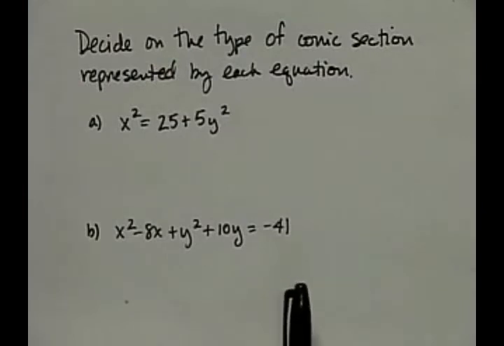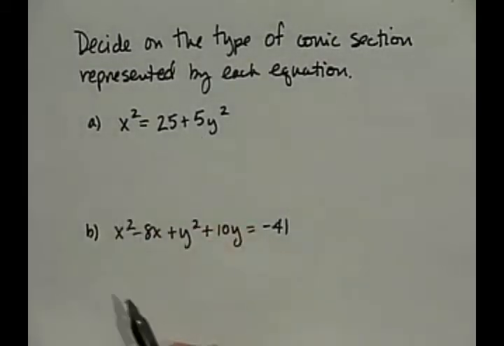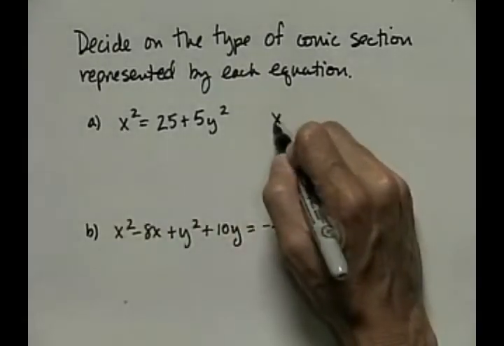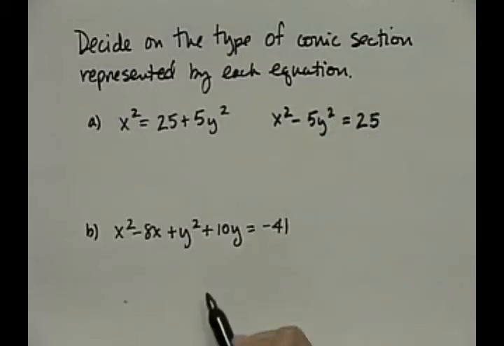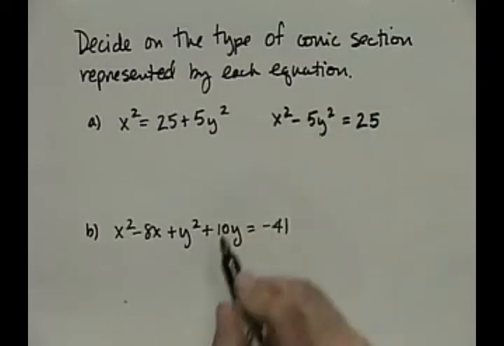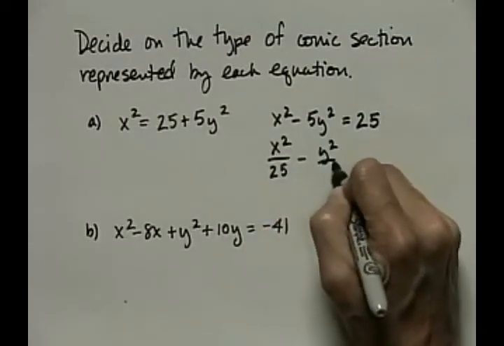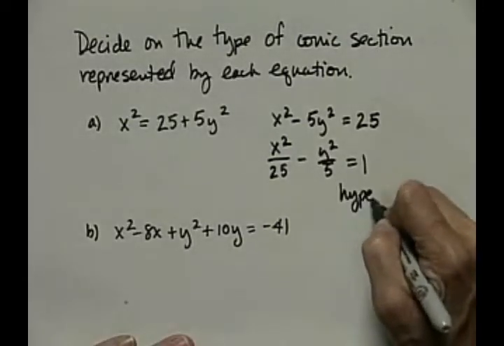Well, that's a lot of information. Let's use some of it in some examples. Let's decide on the type of conic section represented by each equation. The first one that we have is the equation x squared equals 25 plus 5y squared. If I subtract 5y squared from both sides of this equation and then divide every part of the equation by 25, I see that this is the equation of a hyperbola.